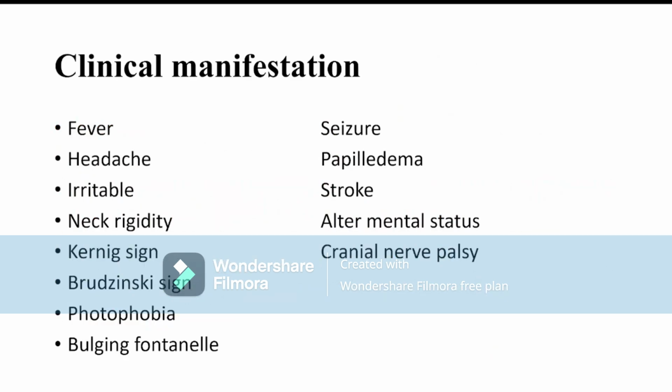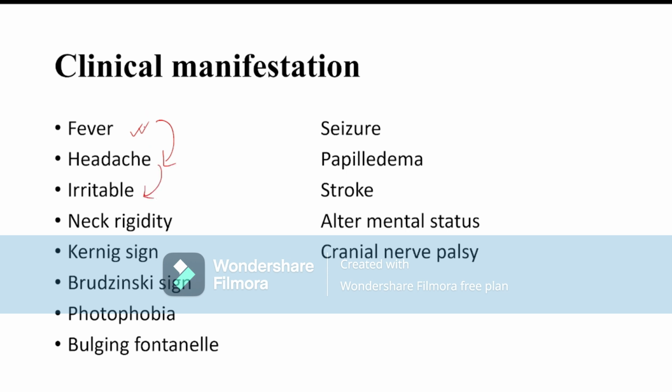Now come to the clinical manifestations of meningitis. First, the meningitis patient has fever. This is the first and foremost sign. Any patient having meningoencephalitis or encephalitis or brain abscess has to have fever. The child may have 1 day of fever, 2 days of fever, or a few days of fever also. After that, the child suffers from headache and irritability.